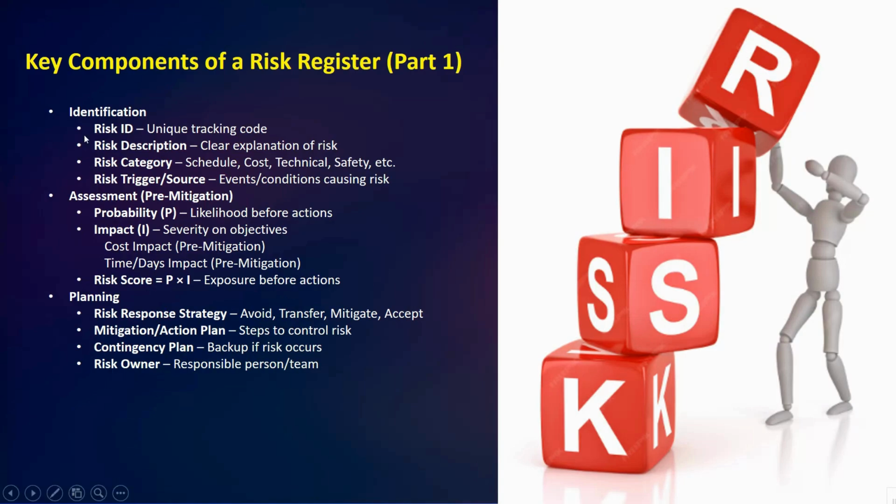First, let's start with identification. Under identification, you can see we will add here risk ID, risk description, risk category, then risk trigger or source of the risk. Every risk starts with the basic details. We assign a risk ID for tracking the specific risk, then we write a clear risk description, then classify it into risk categories such as schedule, cost, technical, or safety, and record the risk trigger or source. I mean the event or condition that might cause it.